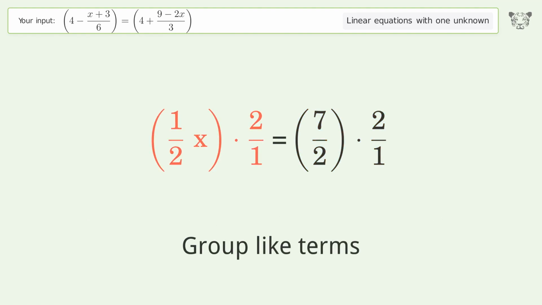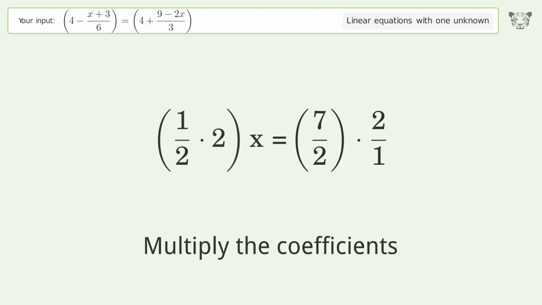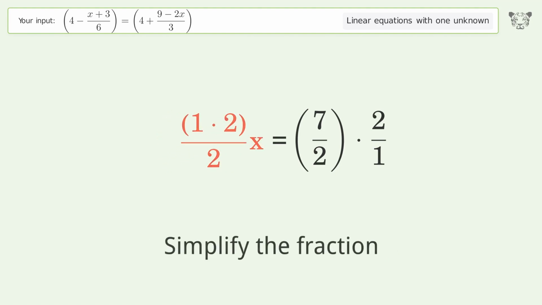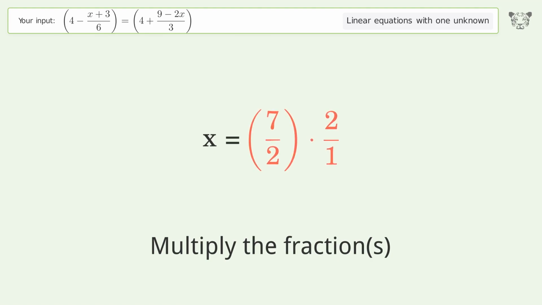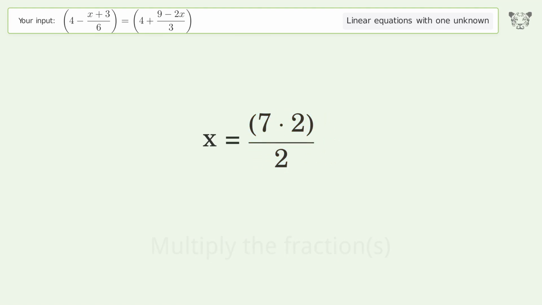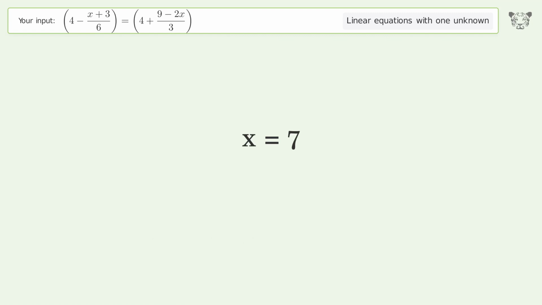Group like terms. Multiply the coefficients. Simplify the fraction. Multiply the fractions. Simplify the arithmetic. And so the final result is x equals 7.